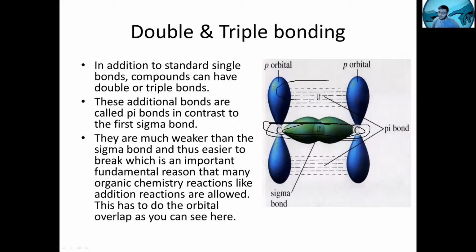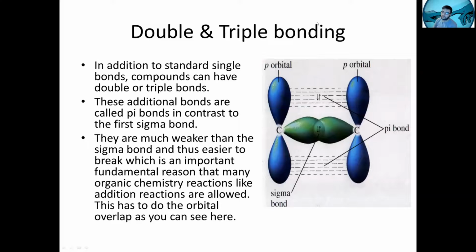But there are also these p orbitals, which create these pi bonds between these two carbon atoms. These are much weaker. You can have double and triple bonds, but the additional ones are usually weaker than the first one. Again, they're easier to break. And that's an important reason why fundamental organic chemistry reactions like addition reactions are allowed to happen, because it's much easier to break a double bond than it is to break a single bond.